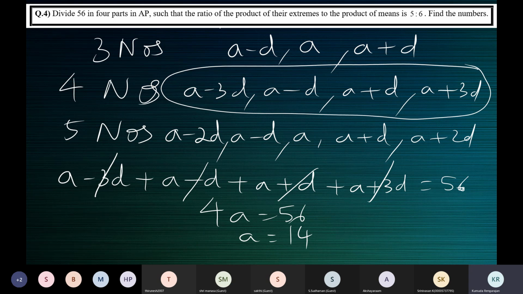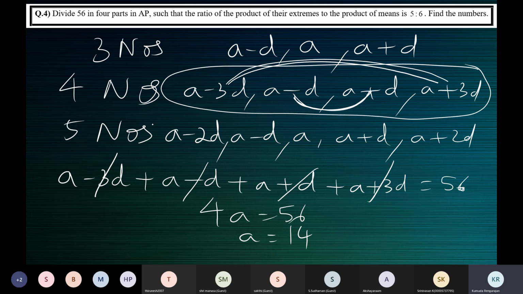Now to find the value of D, there's another information given. The ratio of the product of their extremes to the product of means is 5:6. The extremes are A minus 3D and A plus 3D. Means are A minus D and A plus D. These two are the mean values. Extremes are these ones in the borders, A minus 3D and A plus 3D.